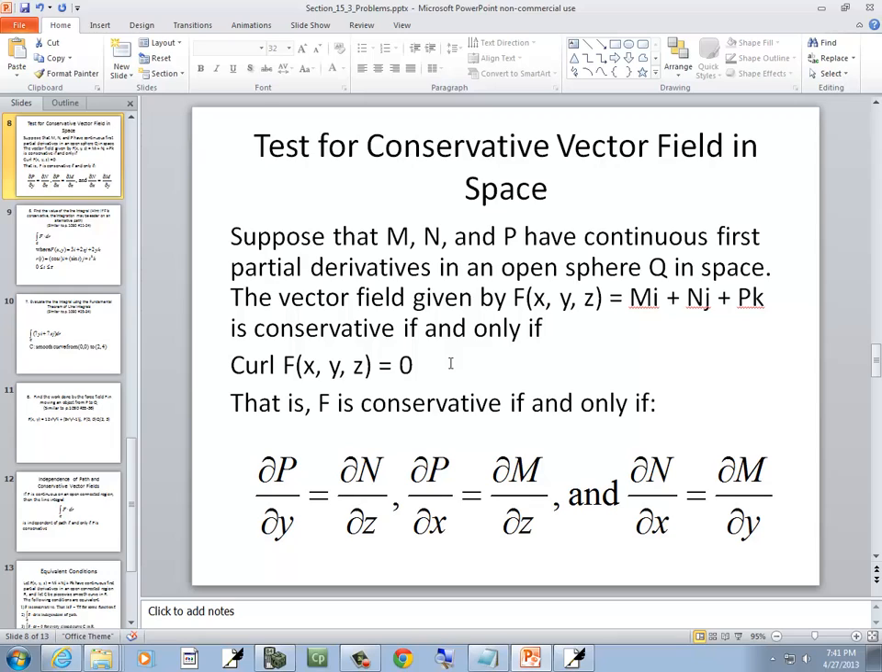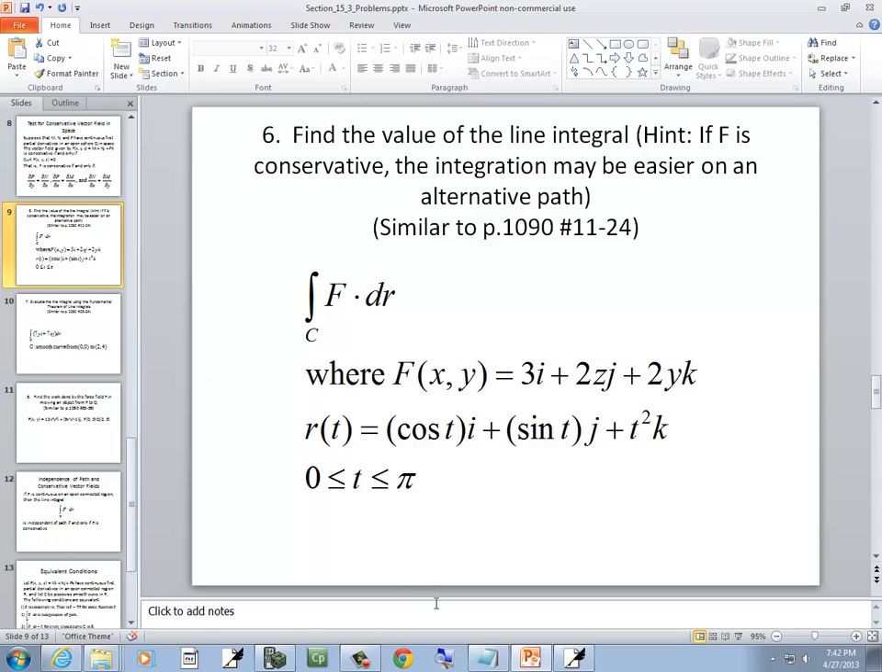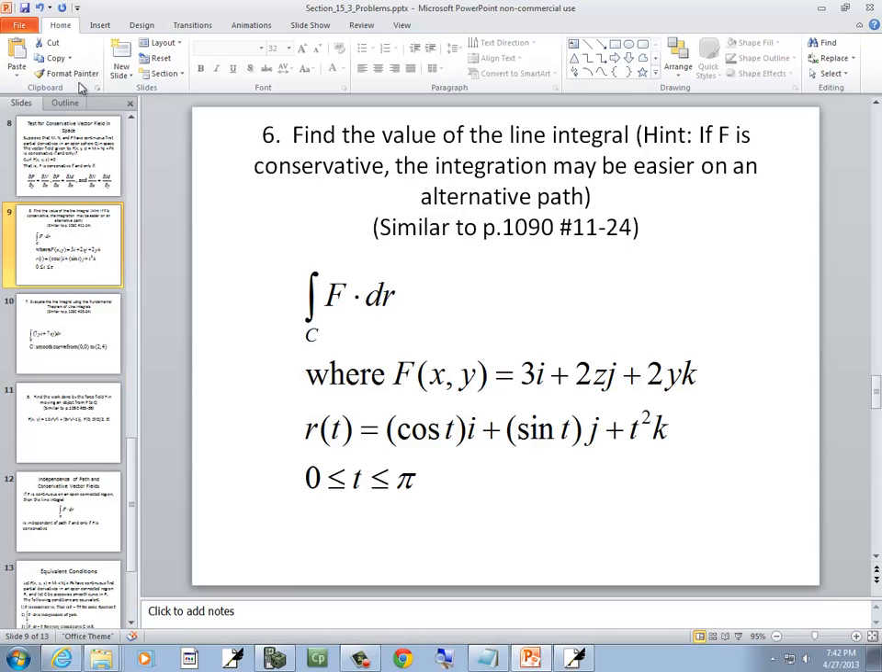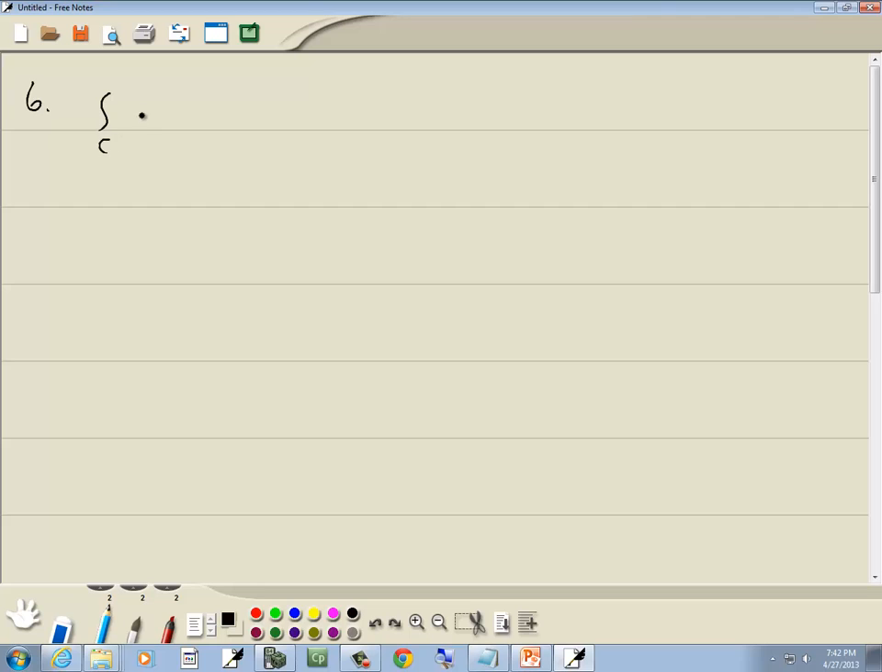And let's take a look at this. This I copied straight out of our previous lesson. This is a test to see if it's conservative when you've got the 3 dimensions in there. We'll come back and look at that. Let's take a look at this problem. Okay. Want to find our line integral again.